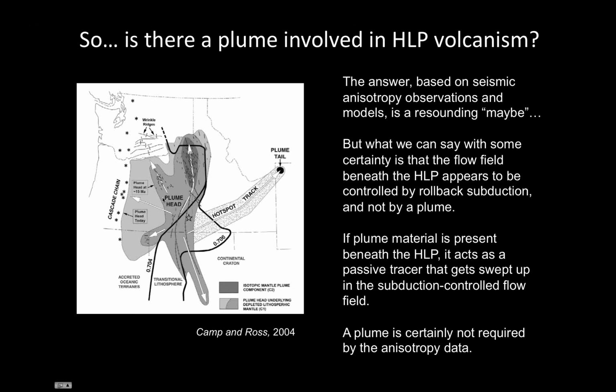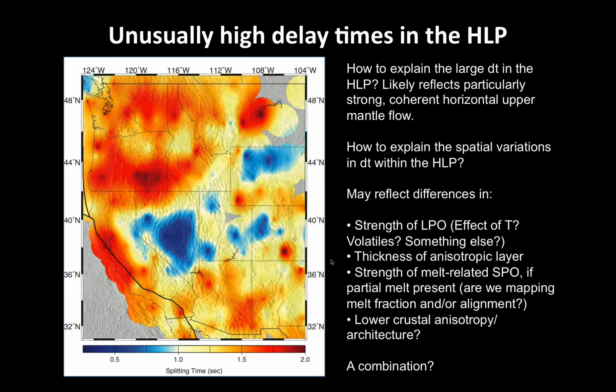That doesn't mean that they're necessarily arguing against the presence of plume material, but from the models that Chris and Kelsey have run, I think we can say that if plume material is present beneath the HLP, it acts as a passive tracer that's going to get swept up in this subduction-induced flow field, and it's not driving the flow field itself. So I can say a plume is certainly not required by the anisotropy data. I don't think that the presence of plume material can be ruled out necessarily either, but we can say with some certainty that the flow field really appears to be controlled by subduction.